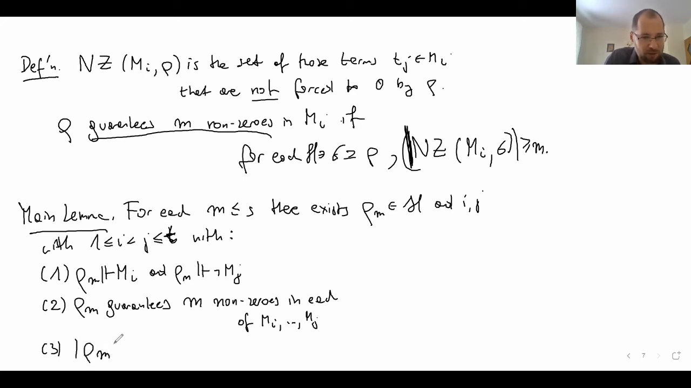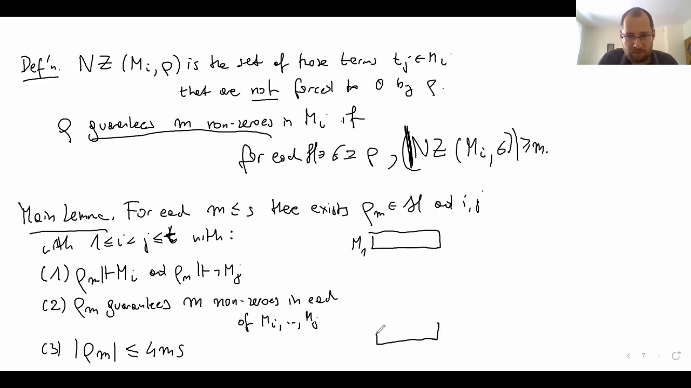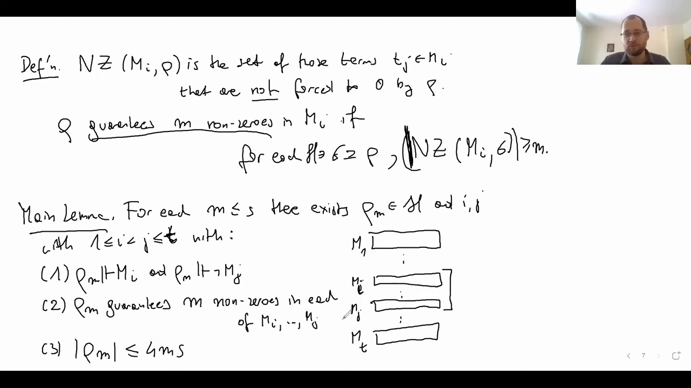And finally, rho m is not too large. At each step, we extend it by at most s, at most 4s. So the picture would be like this: we have m1 here, there's mt somewhere at the bottom, and somewhere in the middle there's an mi and mj. This is mi, sorry, this would be mj. So we just narrow down our focus to just look at this interval.